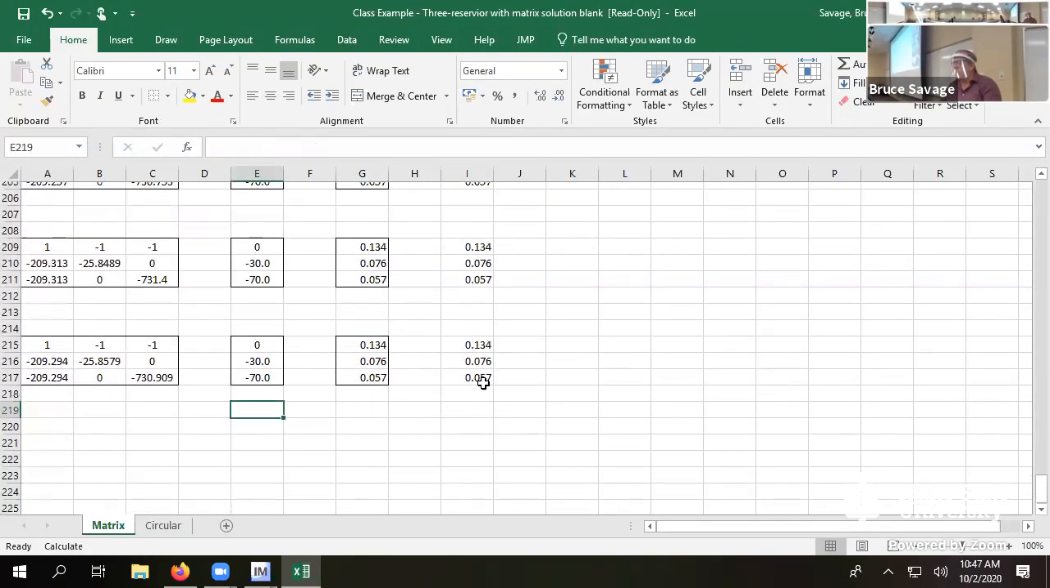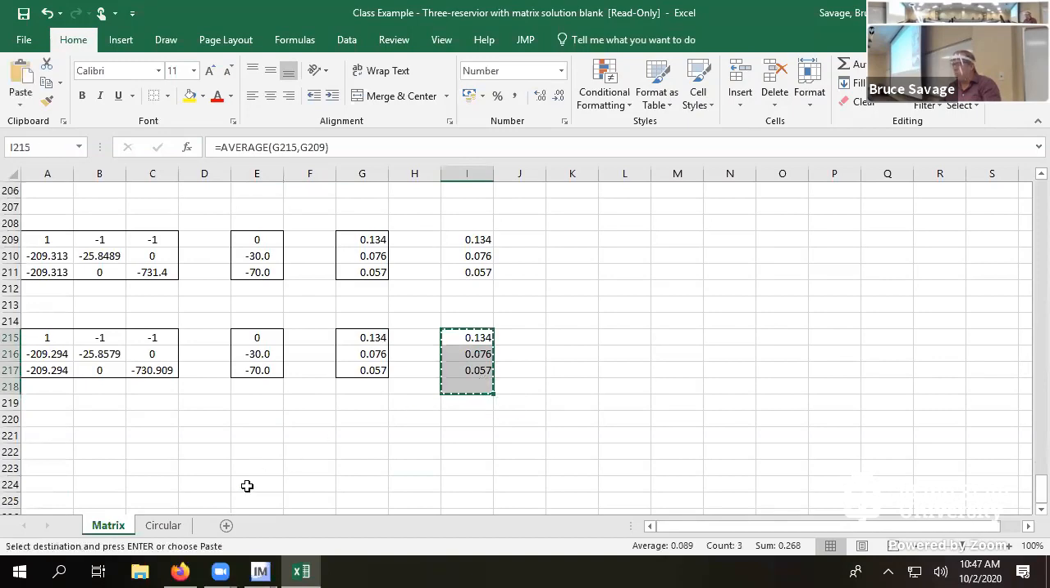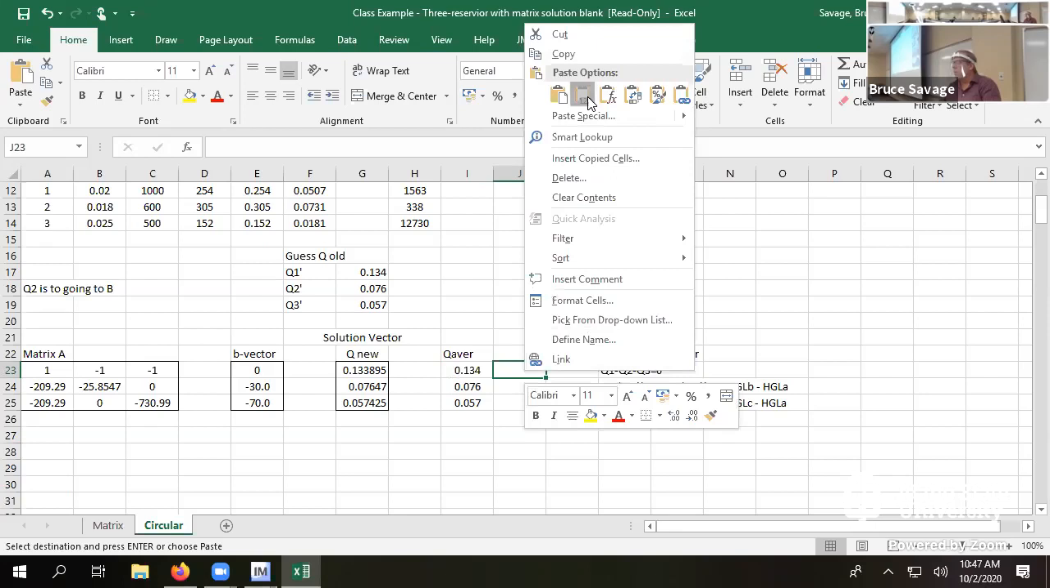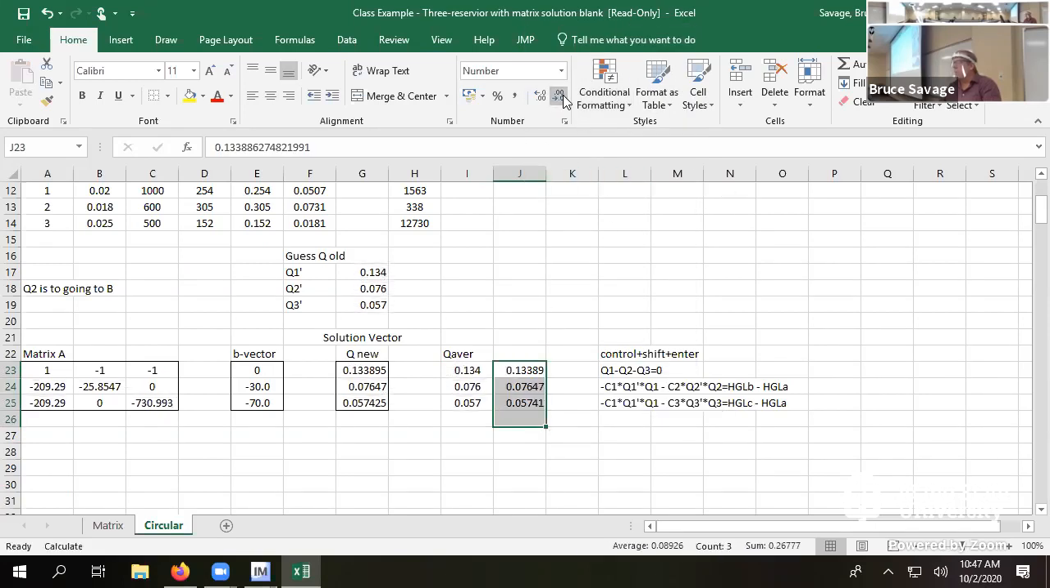If I come back over here to my matrix values, and I grab those values over here, bring them over here and paste them as values, and then clean them up a little bit, you can see that it works. So if we were writing a program to do this, we would just do a loop. And that's all we're doing.